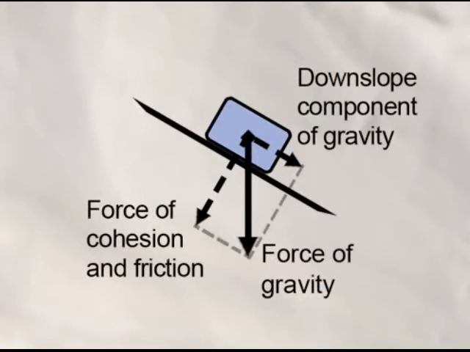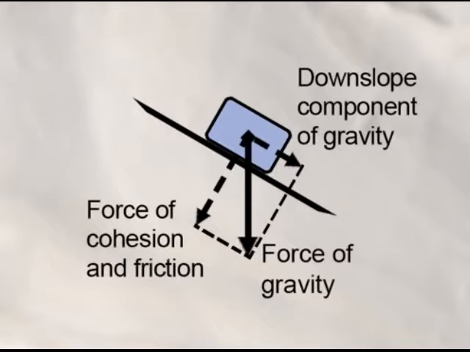All you have to do is construct a box around that downslope force of gravity, using it as the diagonal, with one pair of sides parallel to the slope and the other perpendicular. If you do that, then you see your downslope component of the force of gravity, and the force of cohesion and friction, are limited by the sides of the box.